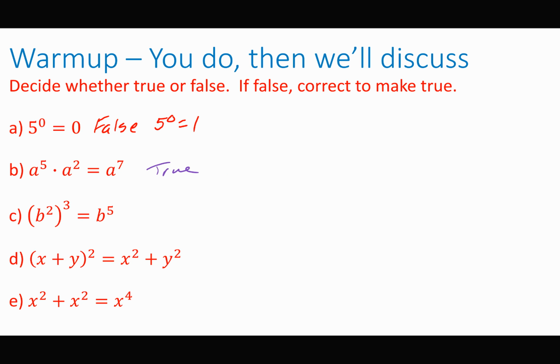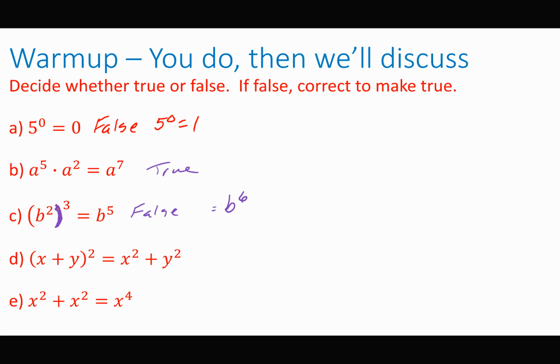C, b squared cubed, does that equal b to the 5th? Dayton. Okay. What would make it true? B to the 6th. Good. Okay. We multiply when we are crossing parentheses.